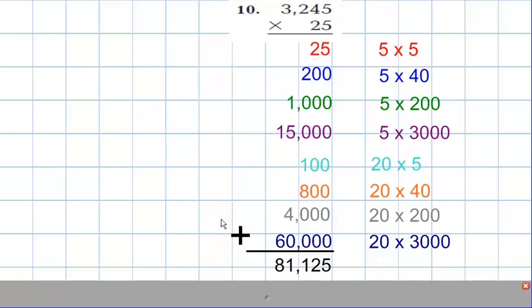Okay, so this is an example of partial products. If this is the method of your choice, by golly, use it. If you like it, make sure you use it.